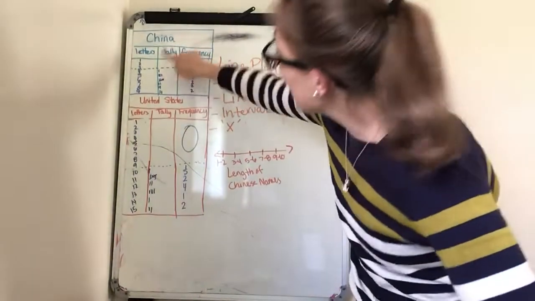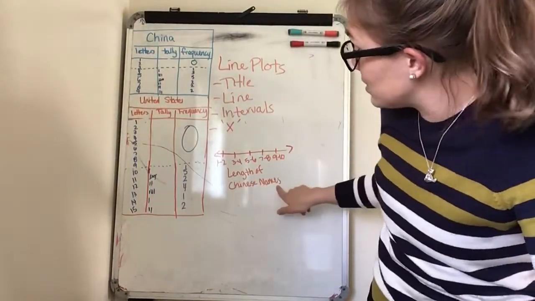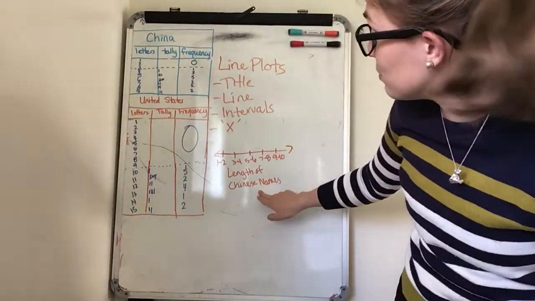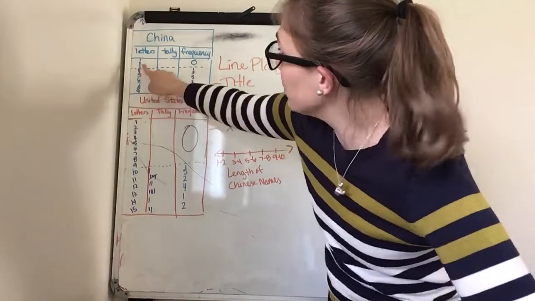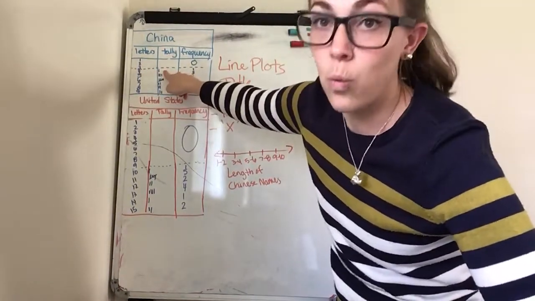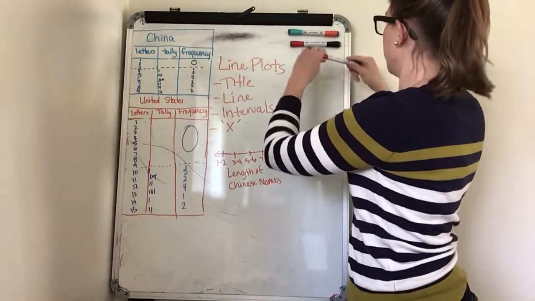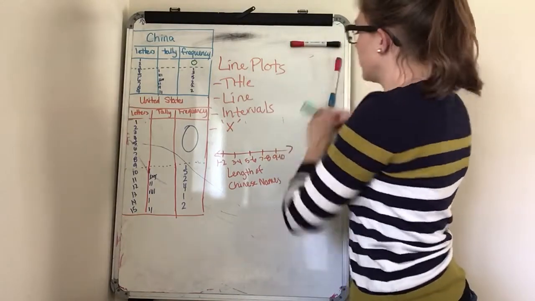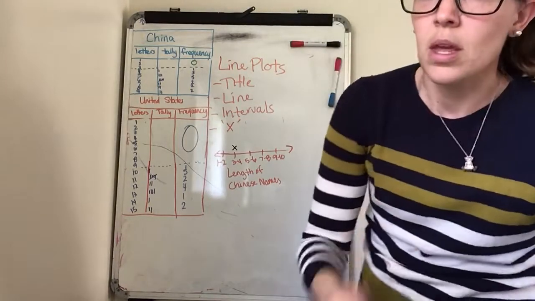You are using your tallies from the letters. Down here, this is labeled the length of the Chinese names, not the frequency of the Chinese names. So for the length of the Chinese names, if they have 1 to 2 letters, I don't have any. From 3 to 4, well, 3 doesn't have any, but 4 has 1. So I'm going to put 1 X. I'm going to use a different color so you can maybe see it better. I'm going to put 1 X right here from the 3 to 4.